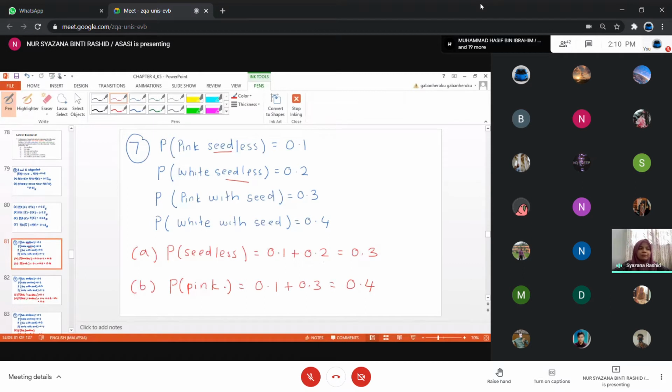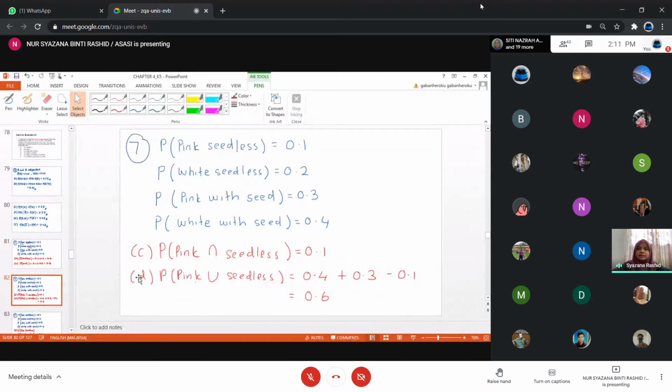And how about pink? For pink, it doesn't matter if it is seedless or with seed, as long as the colour is pink. So you consider 0.1 and 0.3. For A and B you just add up. For A you ignore the colour, and for B you ignore the seed. This is a single event.